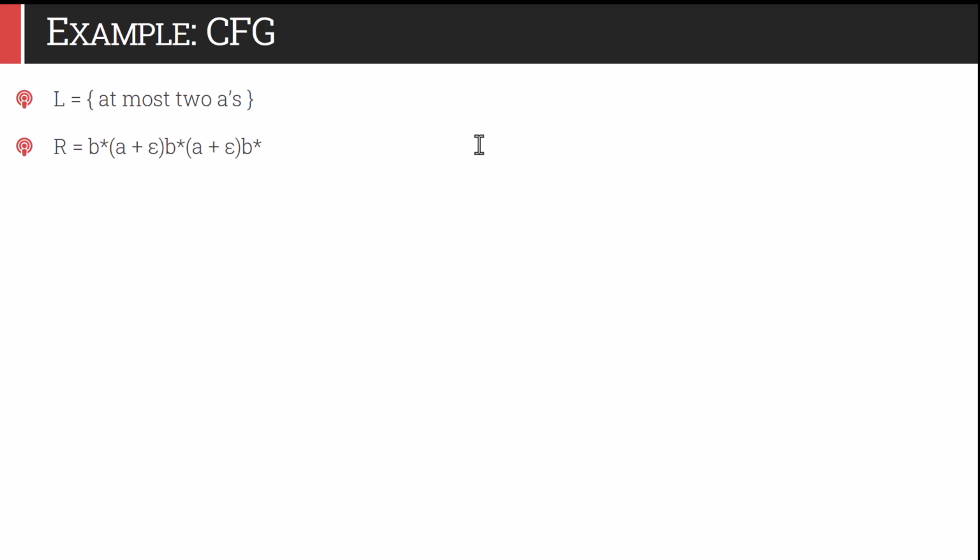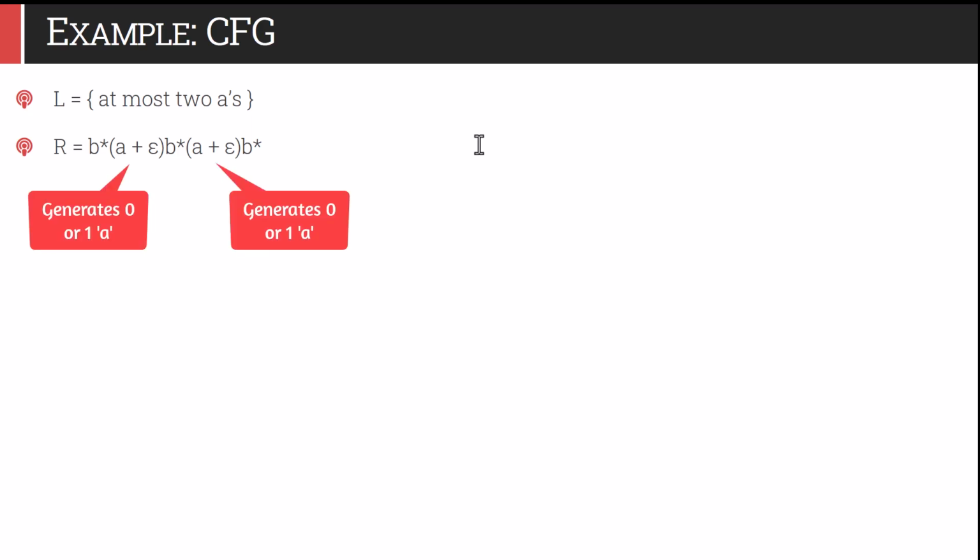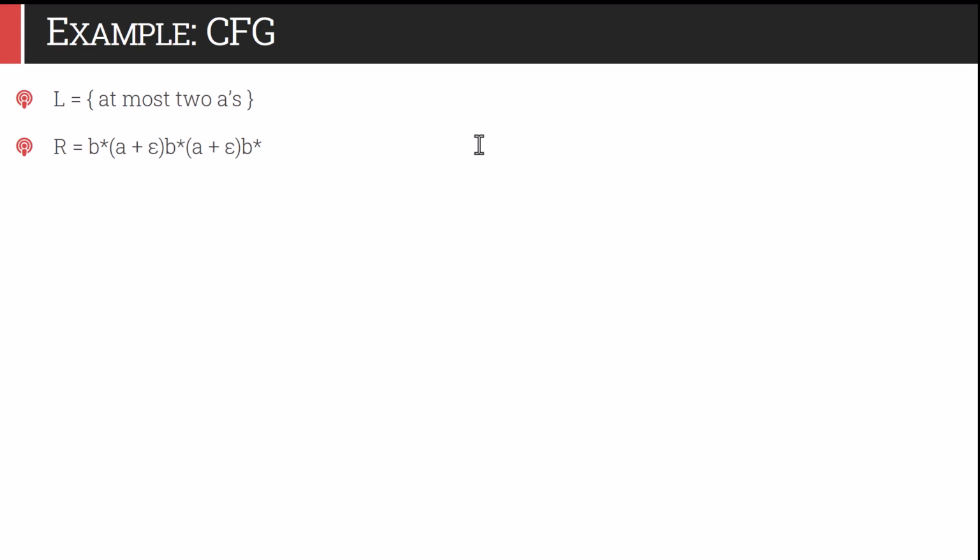Language contains at most two A's. At most two A's means you can have 0 A, 1 A or 2 A's, but not more than that. So initially we can read any number of b. Then there is a provision to choose either a or the null symbol, right? So we can read 1 a or 0 a. Then again we can read any number of b. Again we are allowed to read 1 or 0 a and then b*. Right? So we can choose 0 a, 1 a or 2 a's from those parentheses. And before, between and after those a's, we can read any number of b's.